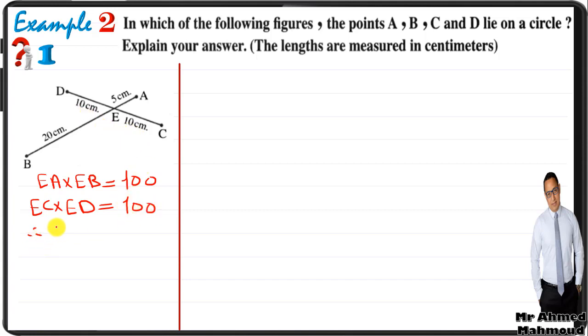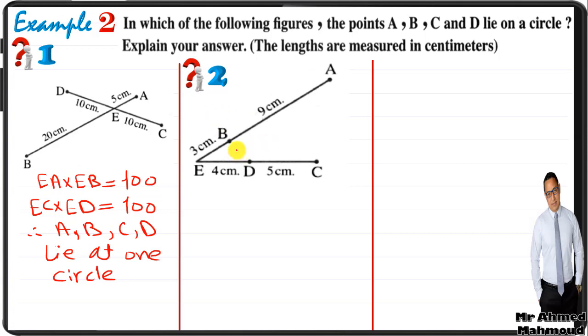Therefore, A, B, C, and D lie on one circle. Or in other words, A, C, B, D is a cyclic quadrilateral.